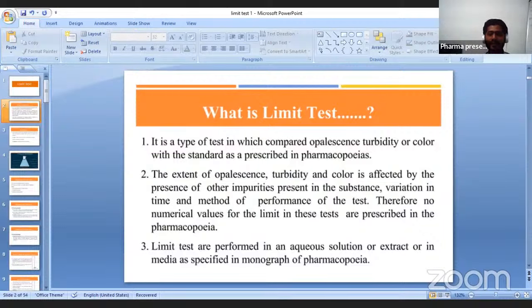Here, standard color and test color. If the test color is lighter than the standard, it is going to pass the test. So here there are certain qualitative analytical tests for alkalis and earth metals. The presence of barium can be detected with the addition of dilute sulfuric acid to the test sample, which yields a precipitate of barium sulfate.